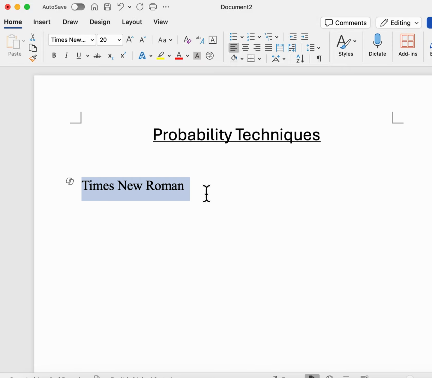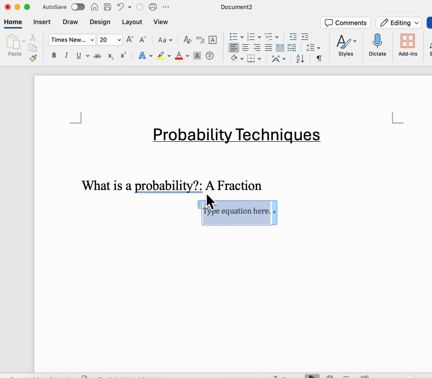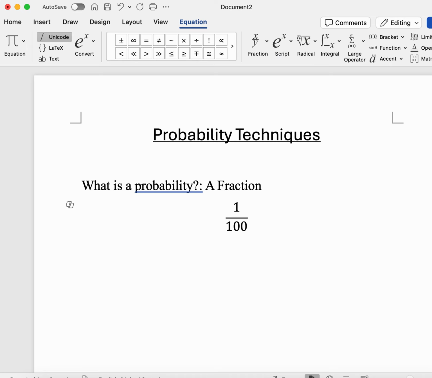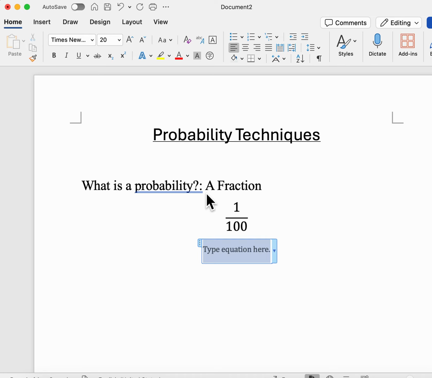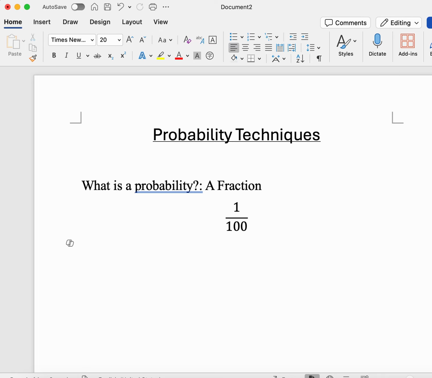What is probability? Answer: it's a fraction. Just some number over another number, like 1 over 10, for instance. The example I'm going to use later on will be 1 over 100. Now, if you wanted the complement of it, you just do 1 minus that, which is 99 over 100 as well. We'll refer to that later as well.